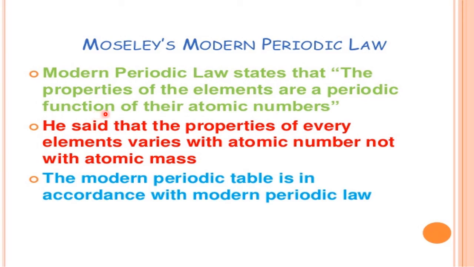So I will repeat once again the important law: the properties of the elements are a periodic function of their atomic numbers. When you arrange elements in the increasing order of atomic numbers, left to right or top to bottom, property repeats. Okay, right.